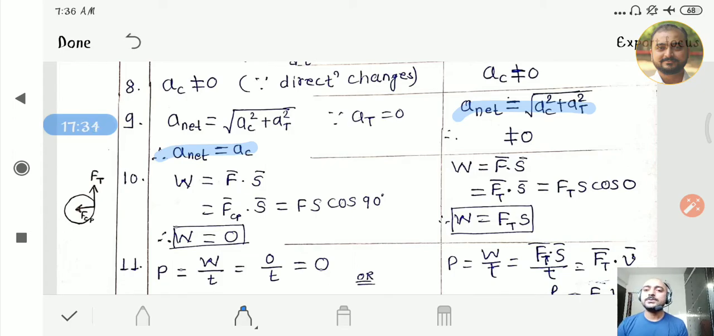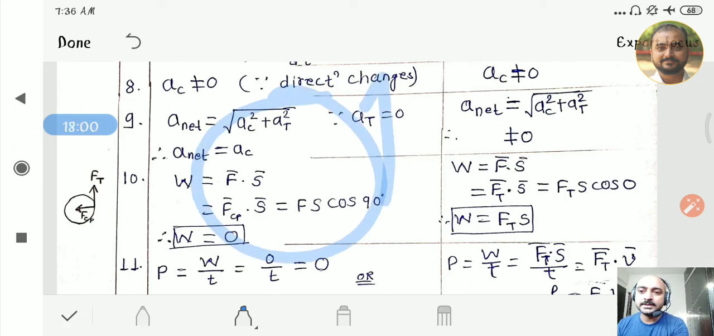Okay, so work done by the force: in case of uniform circular motion we studied there that the work done by the force is always equal to 0. Okay, we consider the tangential force in case of non-uniform circular motion. Okay, which means here we consider this tangential force.